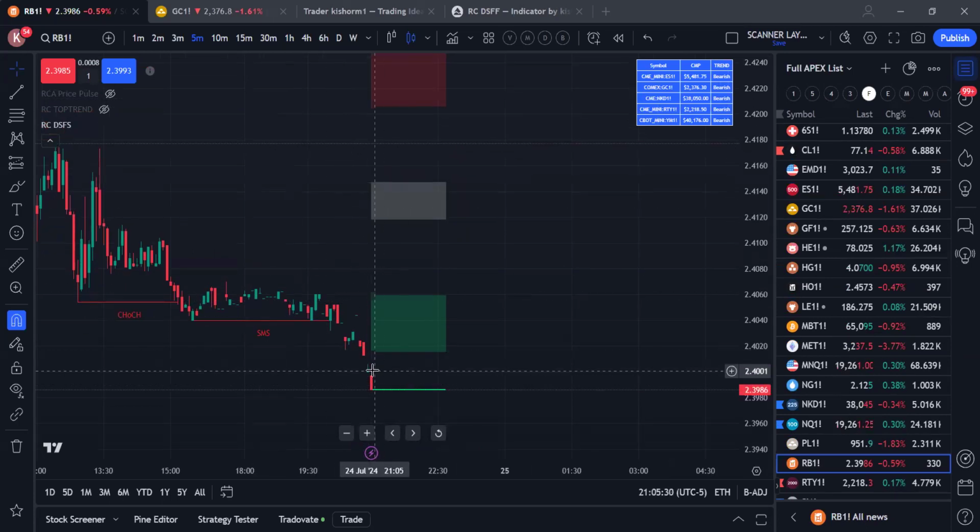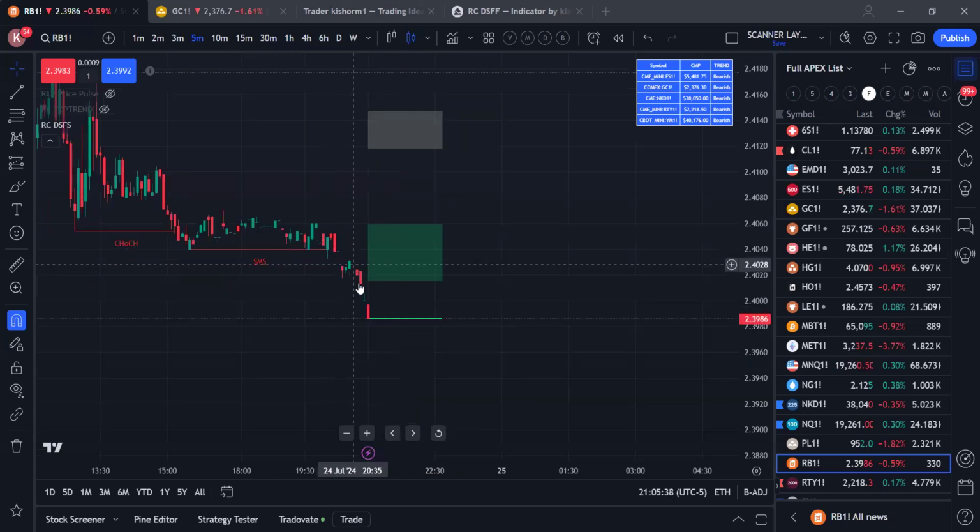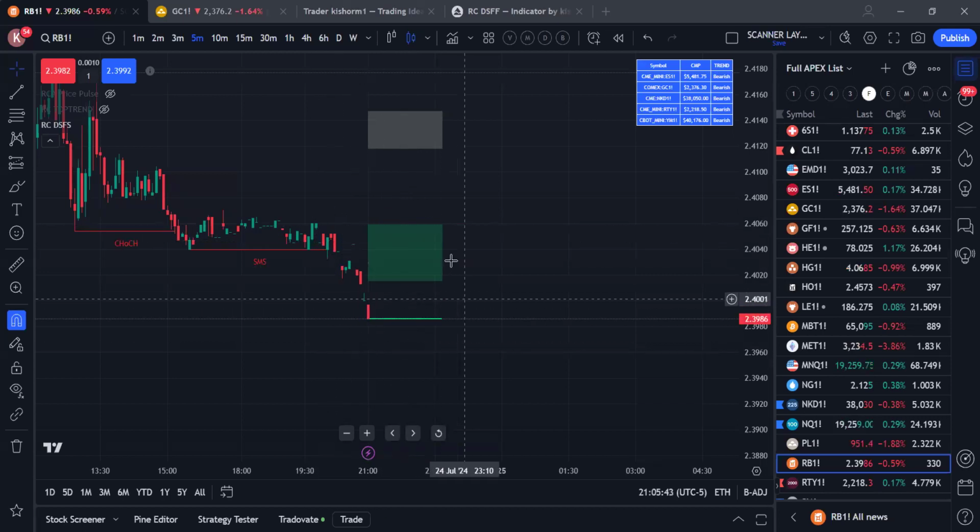RB1 is also at the bottom, but if it starts moving up and comes to the discount area, then we can go long, right? Sometimes it may go a little bit down and then start moving up. We want to wait for the trend reversal. As of now, it is in the bearish trend. It should start moving up, then you will go long.